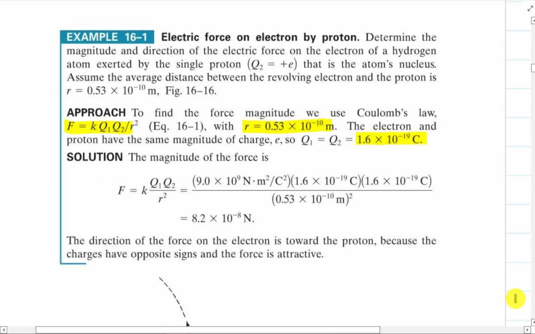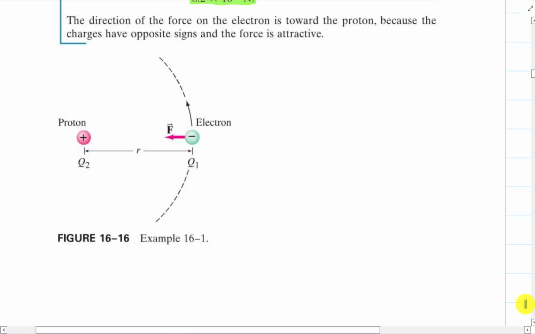We know the direction. So you plug in the values: 9 times 10 to the ninth, one charge, the other charge, and how far apart they are. Mr. Calculator tells us that it's 8.2 times 10 to the negative 8 newtons. Okay? So that's the proton, that's the electron, and there's a force pulling it in. Nice, eh?